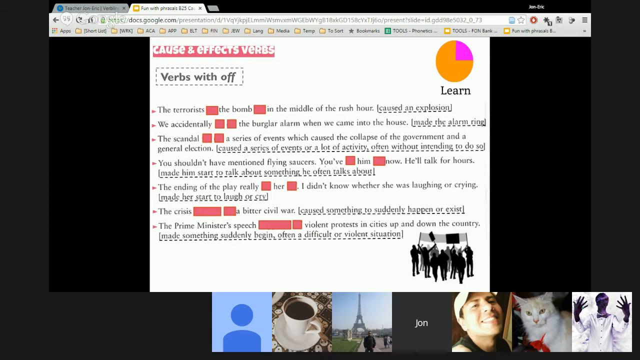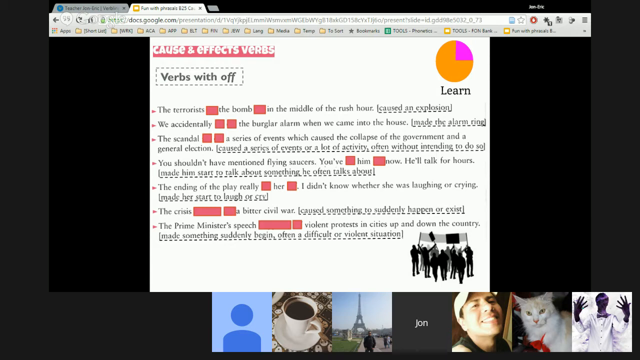Okay? Let's go back to Mr. David. The scandal triggered off a series of events which caused the collapse of the government and the general election, I think. Okay, very good. So number 1 and number 3, they're very similar. If we use trigger, we can't use off. It's really hard to explain why, but I guess because the scandal triggered a series of events, that would be okay.